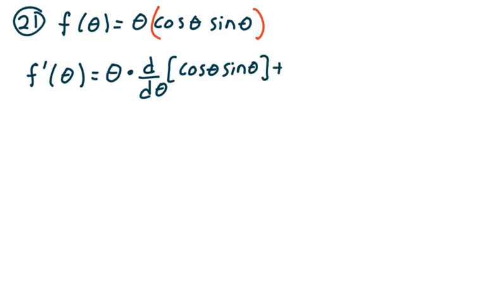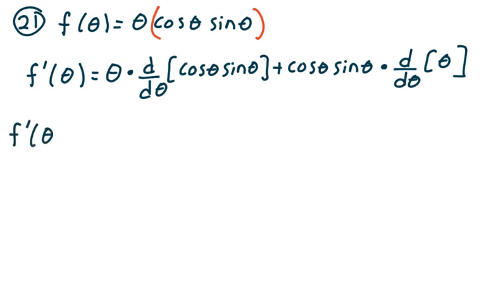And then I'm going to add cosine theta sine theta times the derivative of the first function with respect to theta. And if you notice, I have to apply the product rule again. So I'm going to take theta times, write the first function, and that's cosine theta, and I'm going to multiply by the derivative of the second function with respect to theta. So I'm going to multiply by cosine theta.